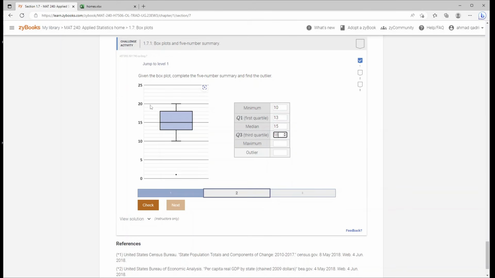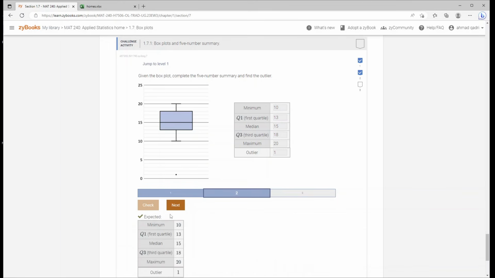And the maximum is 20. And the outlier clearly is at 1. So we can see this dot here. So that's 1. Let's check the answer. And so the answers are in fact correct.